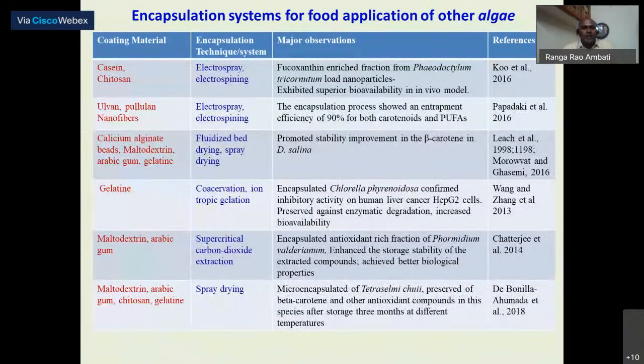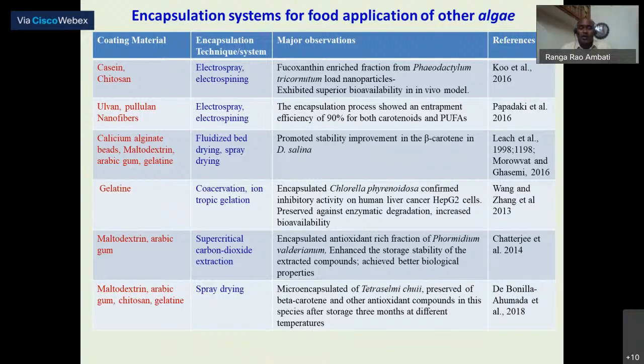And this is also from other algal species, that is fucoxanthin from Phaeodactylum tricornutum. They also prepared nanoparticles and they exhibited superior bioavailability in vivo models, and the encapsulation efficiency was very high compared to the other one, and it promoted stability. It improved beta carotene in Dunaliella species. Beta carotene was extracted and they used an encapsulation process.